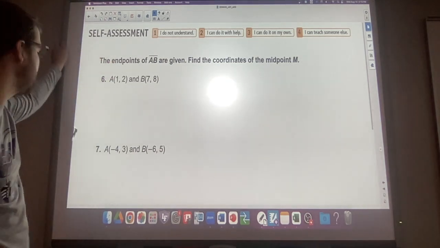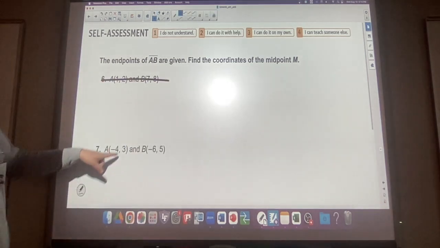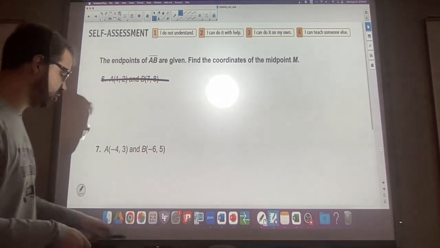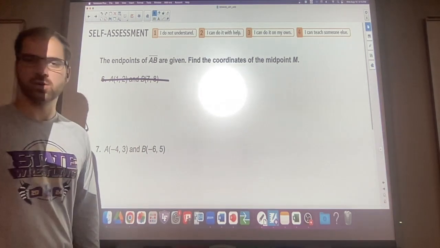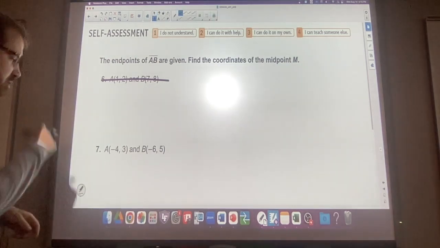So all I want you to do is, let's not do 6, let's do those negatives. So try number 7, find the coordinates of the midpoint. Like I said, you can do graph paper, but try to do it with the equation, okay? So try 7, and then we'll pick it up with distance formula next time.